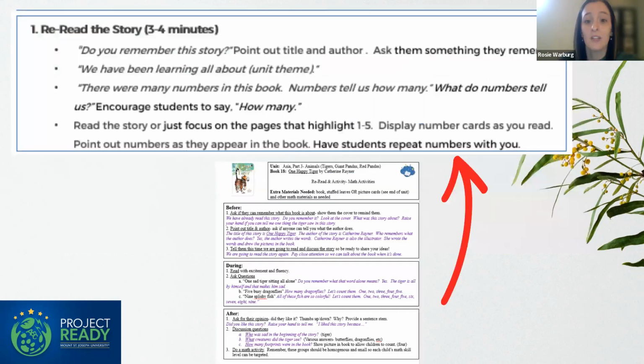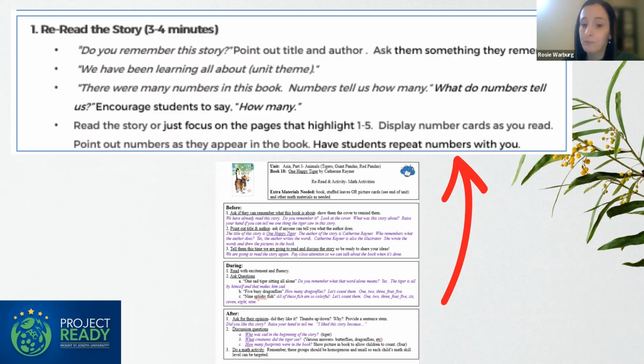Okay, so the next part of our lesson here is the reread of the story, which should take about 3 to 4 minutes. And this is where you're going to bring in your reread lesson plan that you find in your unit manual. So you've got some ideas of things to cover before, during, and after. But really what you're going to be doing is either a really quick reread of this story, or you're just going to be highlighting some of the pieces of the story.